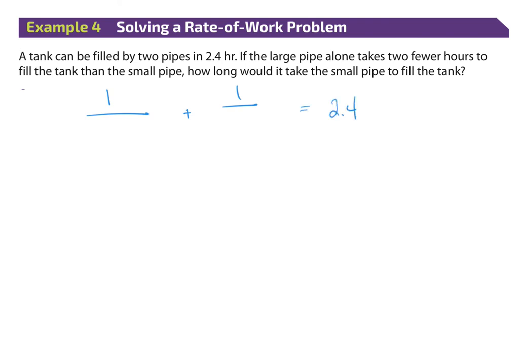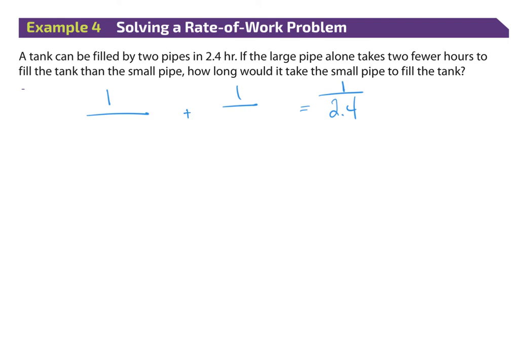All right. Well, the whole tank, sorry. One tank in 2.4 hours. So one tank being filled in however long the large pipe takes, plus one tank being filled in however long the small pipe takes, equals one tank being filled in 2.4 hours. Okay, it's like a unit rate.